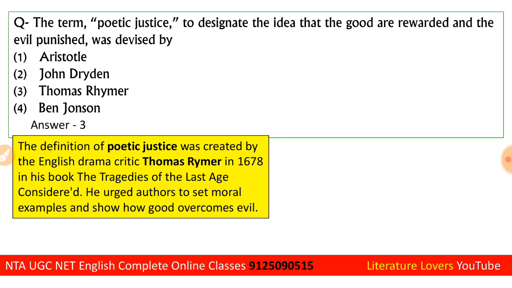And Thomas Rymer for his poetic justice, and Ben Jonson for his theory of humours. Learners, he is going to talk all about four types of humour. Now see the details about Thomas Rymer. Thomas Rymer coined the term poetic justice in his work named The Tragedies of the Last Age Considered. Yes learners, this is a work, an essay, where he coined the term poetic justice.